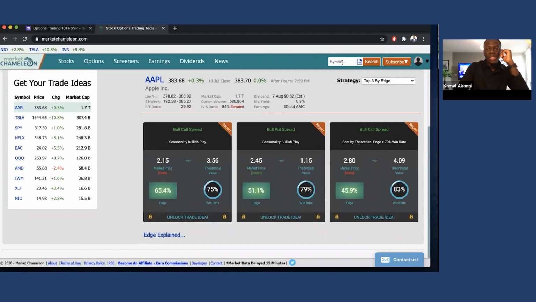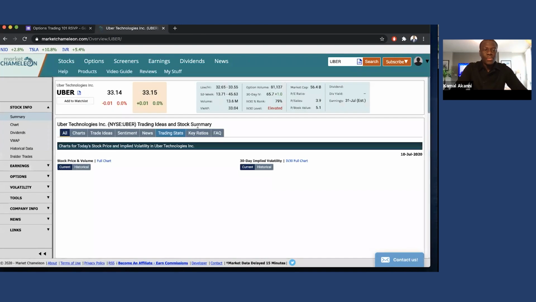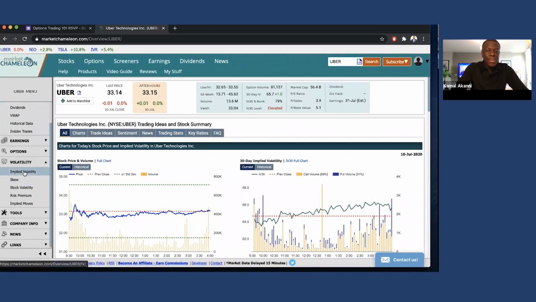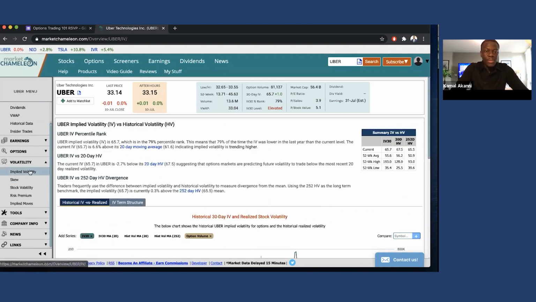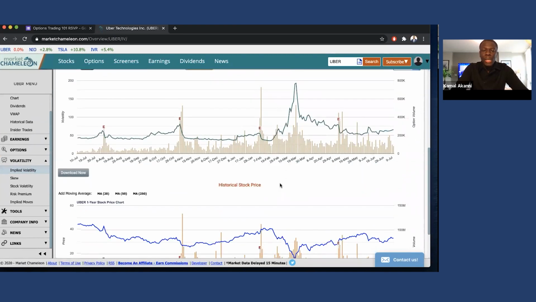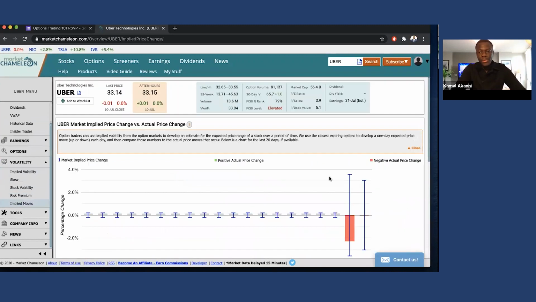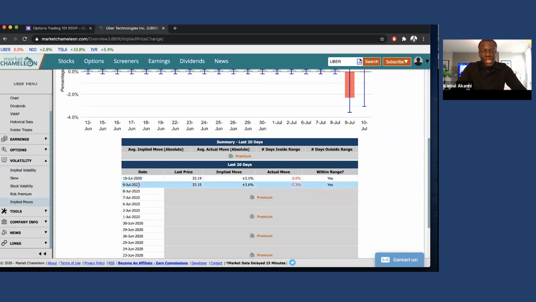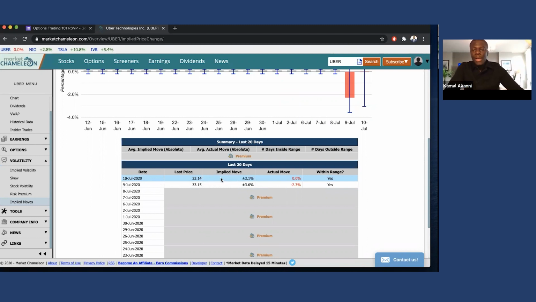So if I decide to go to Uber, right here on the left side, volatility, implied volatility. Am I logged in? Yes, I'm logged in. So implied volatility, and I can quickly look here. Oops, where is it? Implied move. If you're looking at the bottom here, for example, on July 9, this was Thursday. Actually, let's just look at July 10, which was last Friday from the day I'm making this video. The implied move for Uber was about 3.1%. So based on option buyers and sellers and the price of those premiums, they were all implying a move of 3.1% on Uber stock. But unfortunately, it did not happen that way.